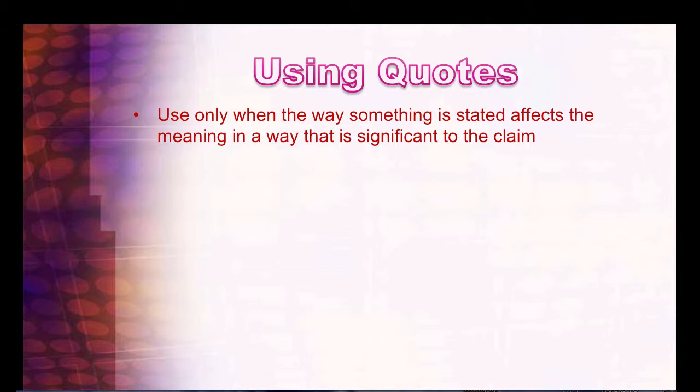So simply because it's written better than you can write it, that's not a reason to use a direct quote. If I ask you, why did you quote this, you have to tell me exactly why. And you have to tell me why the way something is said affects its meaning, or why the way it's said is controversial. And those are the only two reasons, other than in papers about literature, that you use a direct quote.